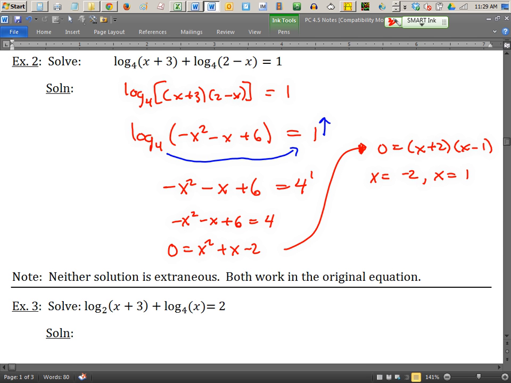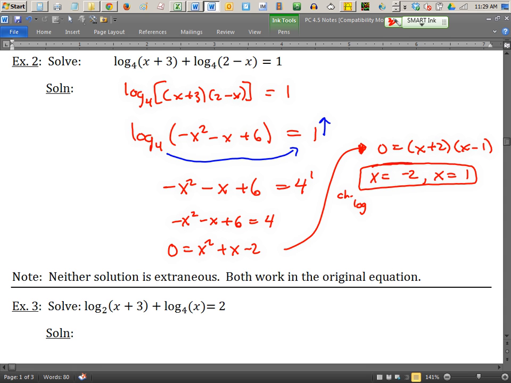Okay, so we should check them, right? Because we do have these finicky creatures called logs. So how do we check them? Just plug them back in. Where do you plug them in? The very, very beginning, right? Before you did anything to the problem, you have to use that, okay? So let's plug in the negative 2.